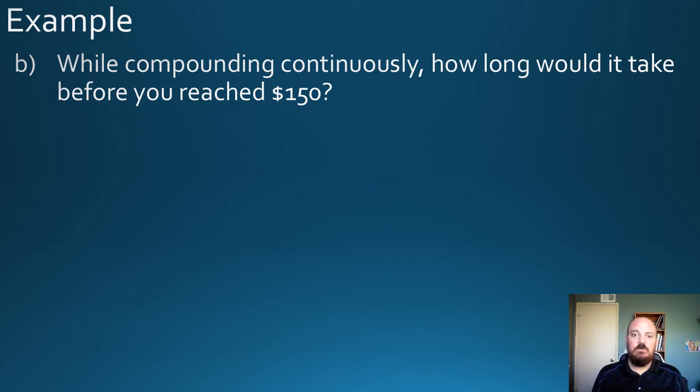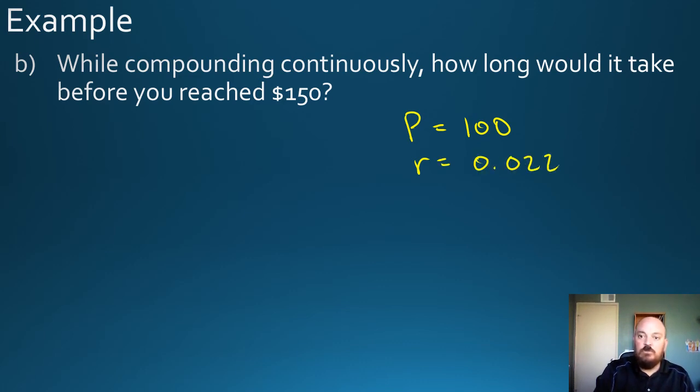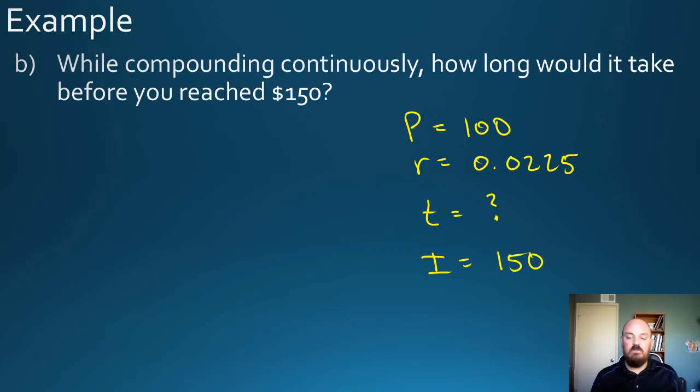While you're compounding continuously, starting with $100, how long would it take before you had exactly $150? So same thing as before. Our P is 100. We're starting with $100. Same rate because we're just continuing our example, 0.0225. This time we don't know what time is. T equals question mark. That's what I'm asking you this time. How long does it take before you reach $150? That's A. Basically, I'm saying how long until you have $150 in your account.